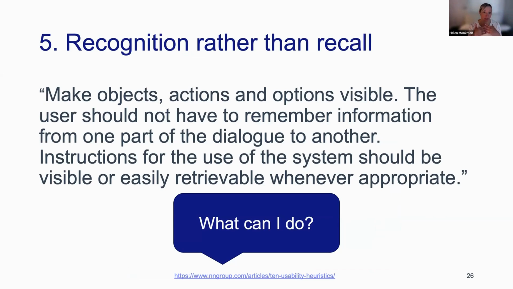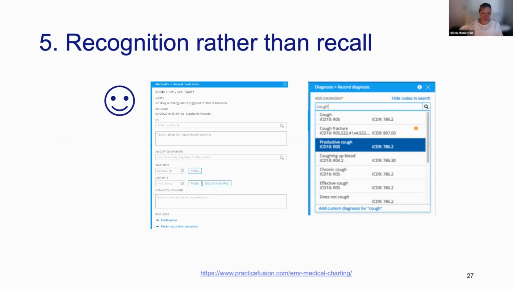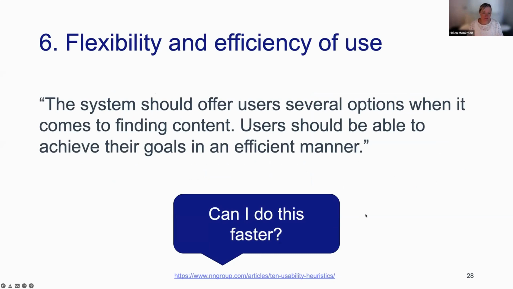We want to make things that are important visible. We shouldn't have to remember one thing from one page to another or one dialogue to another. And we want instructions to be visible and easily retrievable. So that could mean that we might want to hide our legend at some points in time, which they do often on dashboards, but we might want to make it available for people as well. Oh, this is an old one. So some examples are tooltips, but I didn't have a good example for that one, sorry.